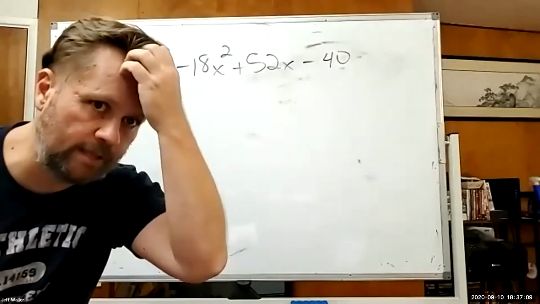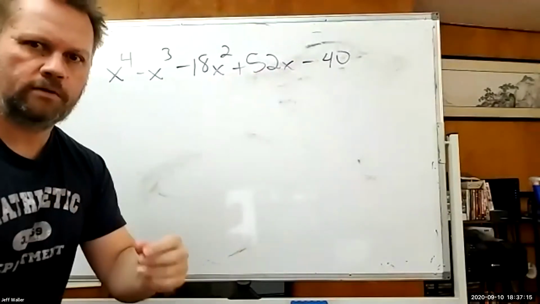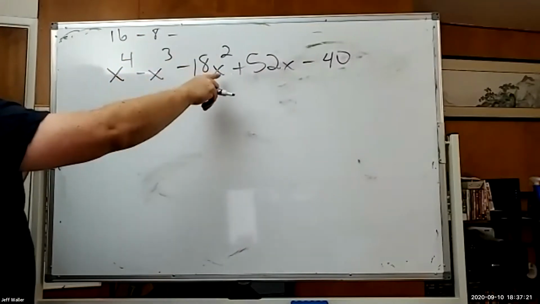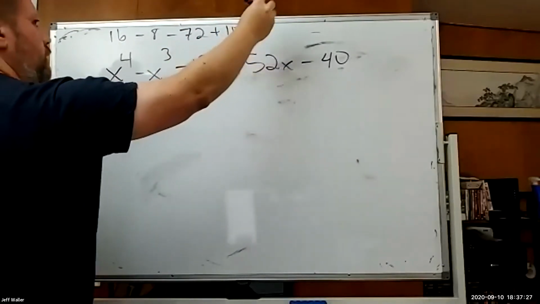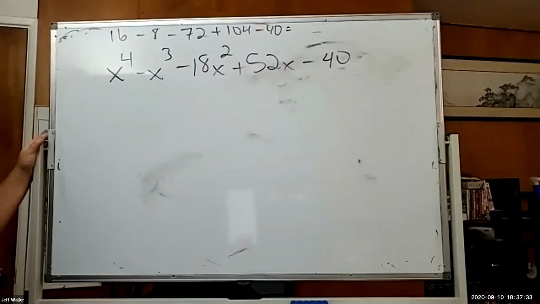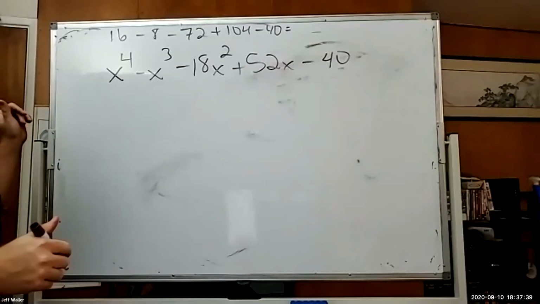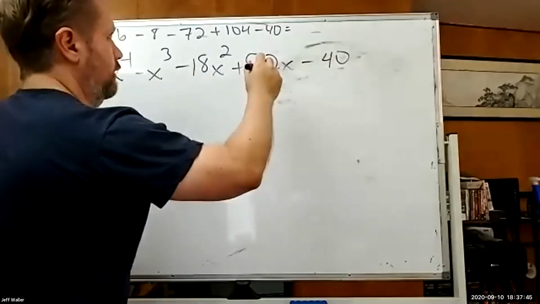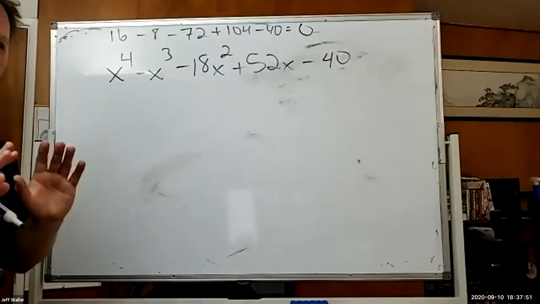I'm going to give us a little bit more information, which later we're going to see where to get some guesses from. But right now, what do you get when you plug a 2 into this? Can somebody plug a 2 into this for me? Let's see what we get if we plug a 2 in. You get 16 minus 8 minus 72 plus 104 minus 40. And what's all that? Zero. Good.